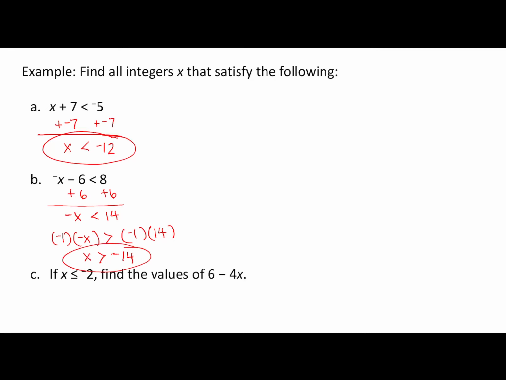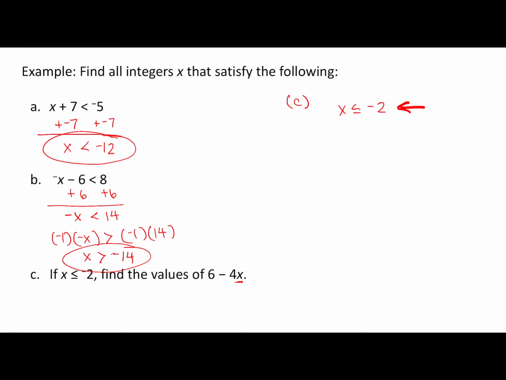Let's look at part C. If x is less than or equal to negative 2, I want to find the values of 6 minus 4x. So what I want to do is take this inequality, x less than or equal to negative 2, and manipulate it so that I can get 6 minus 4x on the left-hand side.